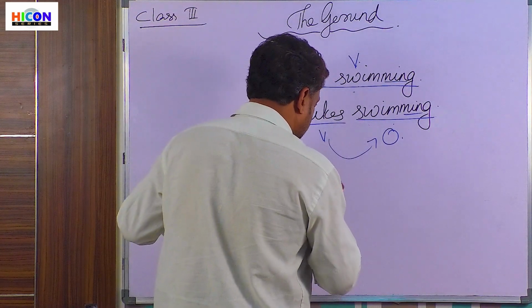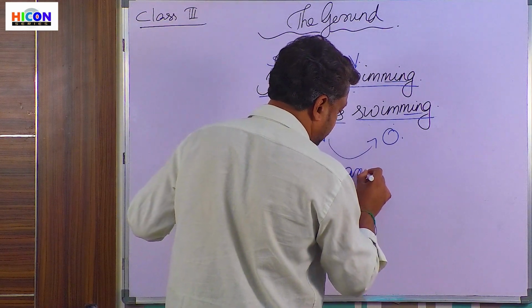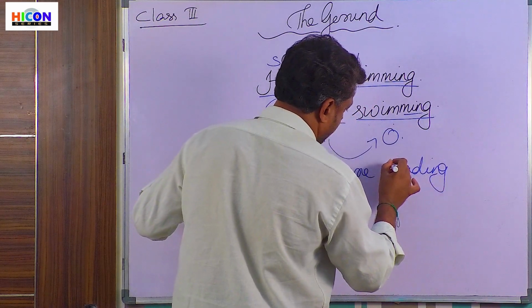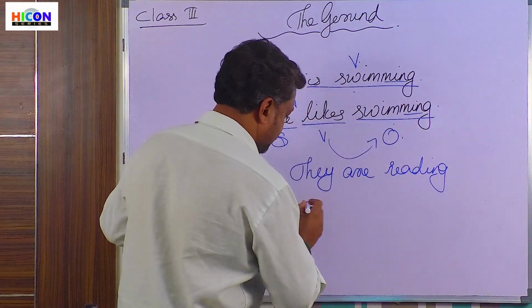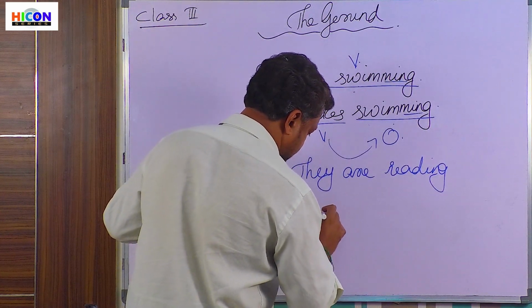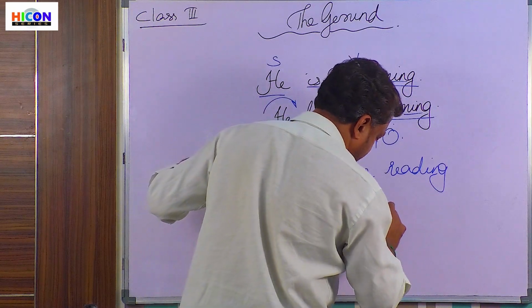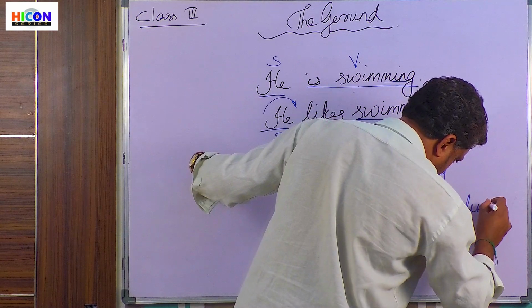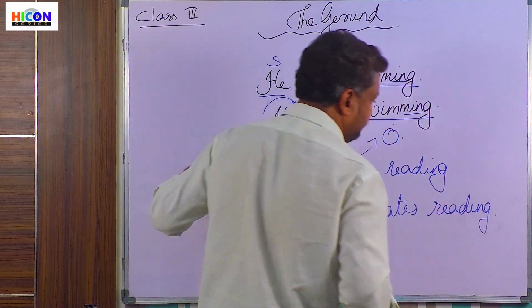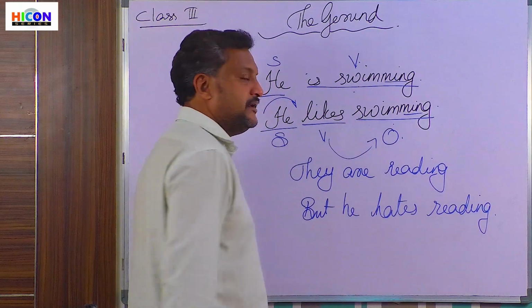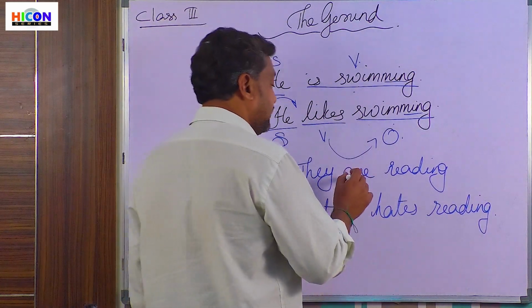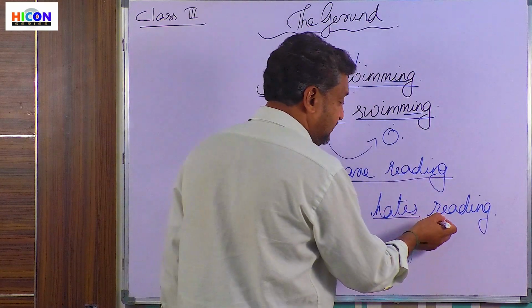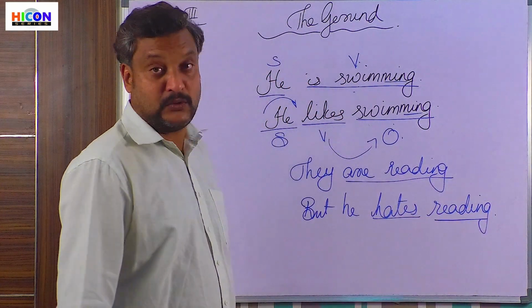Again, they are reading. But he hates reading. In the first sentence, are reading is the verb. In the second sentence, hates is the verb, but reading is a noun.